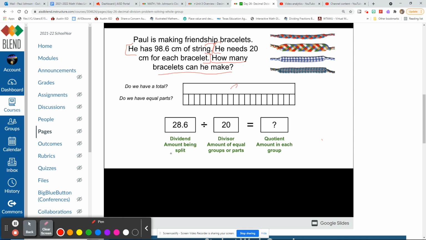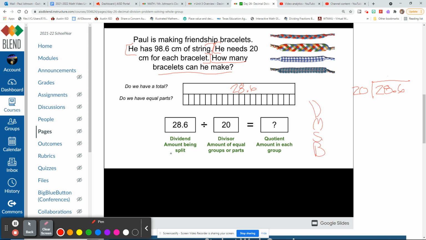Okay, so if we have 28 and 6/10 right here, and then we have 20 groups, that would be the same thing as a dividend of 28 and 6/10 and a divisor of 20. All right, so let's go ahead and do the long division on this one.